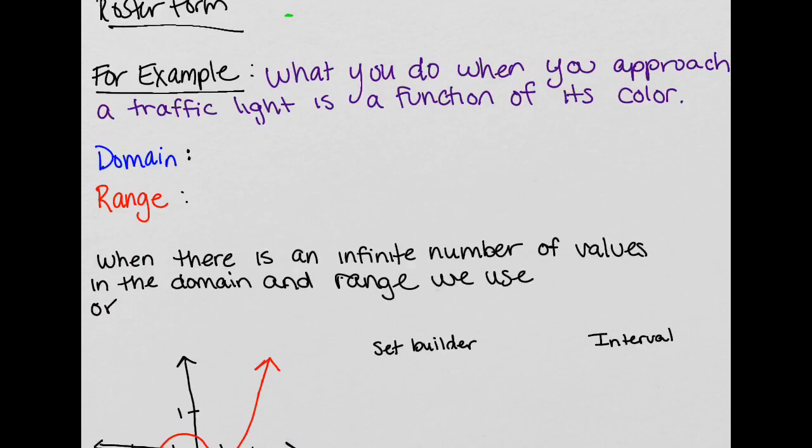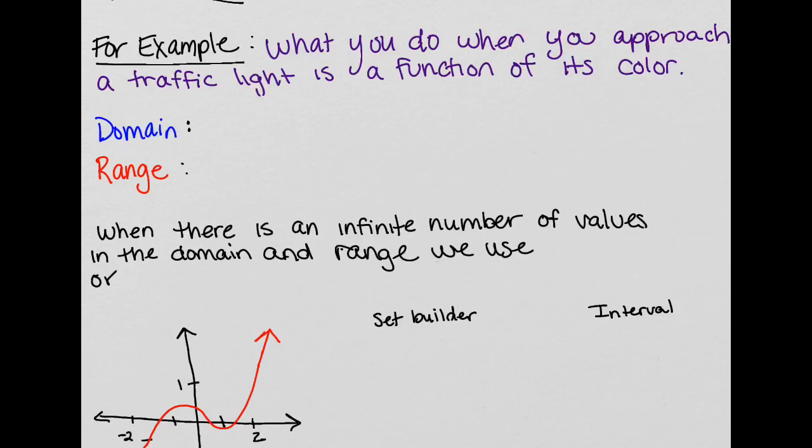So, what do we do when we approach a traffic light? What we do when we approach a traffic light is a function of its color. So if we're trying to figure out the domain and range here, we need to know what the input values are and what the output values are. If you remember, the "is a function of" phrase helps us figure that out. Whatever it is a function of is always going to be your input. The color causes change in your behavior as you're approaching the light.